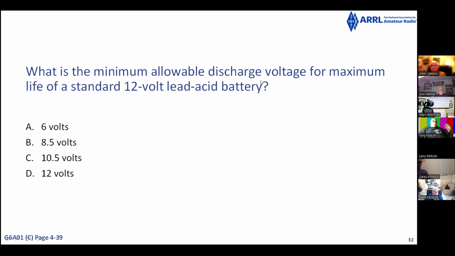What is the minimum allowable discharge voltage for maximum life of a standard 12-volt lead acid battery? Charlie, it is Charlie, and that's a little lower than I like to go, actually, 10.5. I always used to keep it at 11. I think a lot of car computers cut out in the 11-volt area. Of course, when you kick on the starter, it's going to drop some more, I guess.